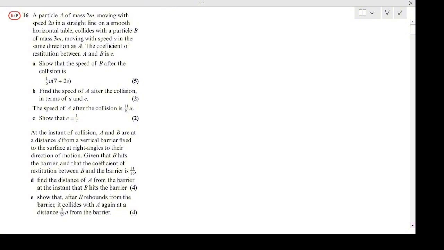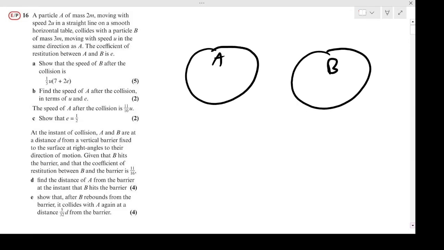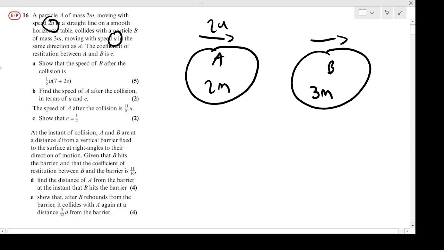So again, we've got a standard collision scenario. So we've got A and B here. And for A, again, the mass is 2m. And for B, the mass is 3m. As for speeds, we're told that they're both moving in the same direction. So A and B in this case are going to move forwards. And A has speed 2u and B has speed u. Okay, so hopefully happy with this.